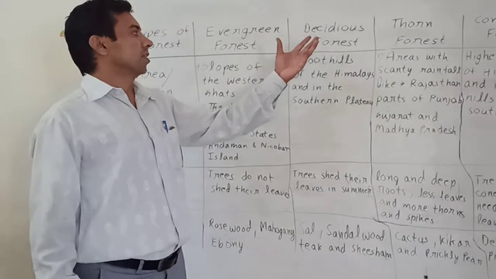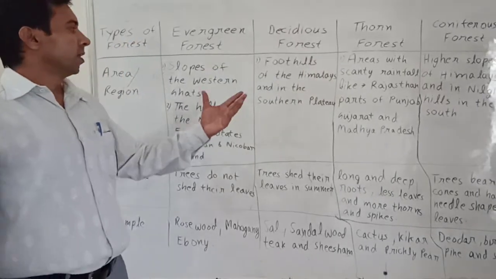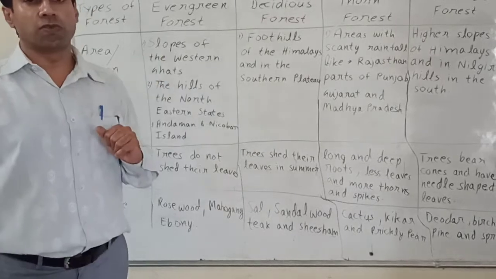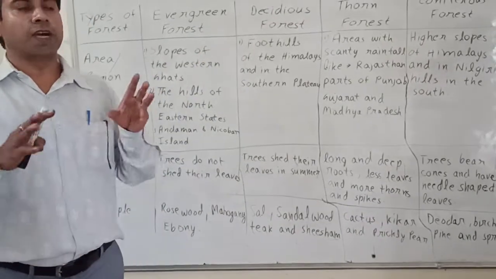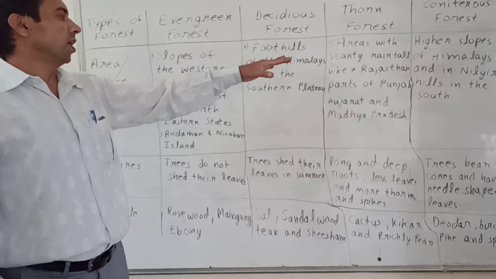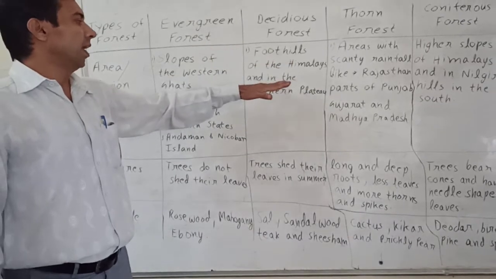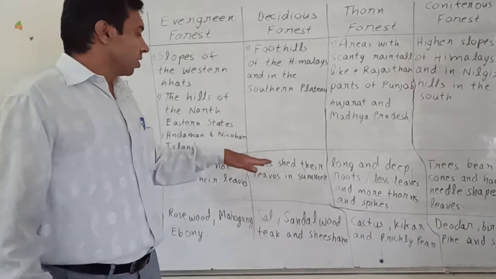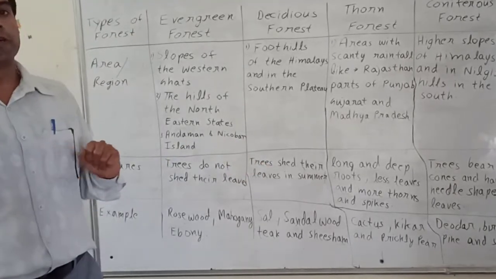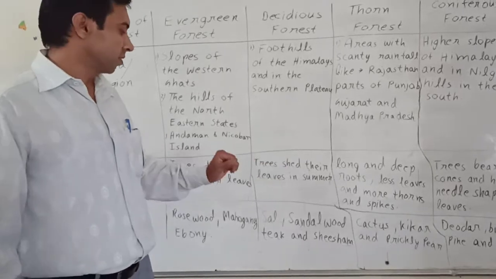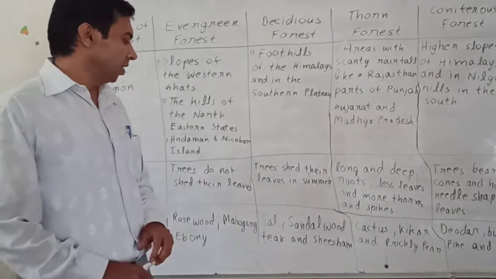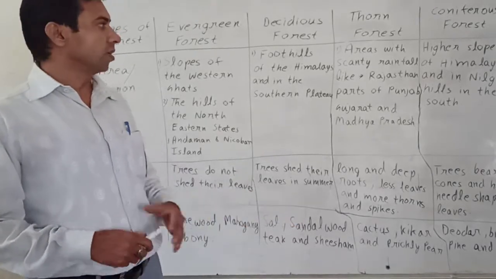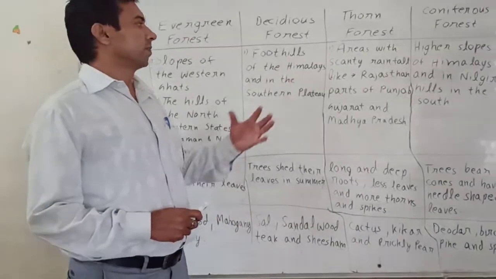Now second forest, deciduous forest. They are found in the foothills of the Himalayas and in the southern plateau. Foothills means base of the hills. They are found at the base of the Himalayas and in the southern plateau, the Deccan plateau. Trees shed their leaves in summer. Common trees found here: sal, sandalwood, teak and shisham.